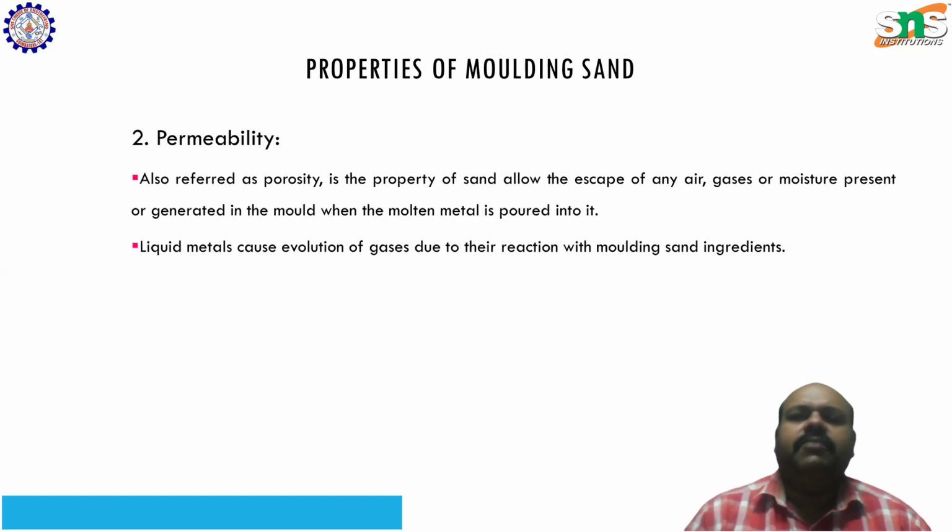The next property of molding sand is permeability, also referred to as porosity. It is the property of sand to allow the escape of any air, gases or moisture present or generated in the mold when the molten metal is poured into the cavity. Liquid metals cause evolution of gases due to their reaction with molding sand ingredients.